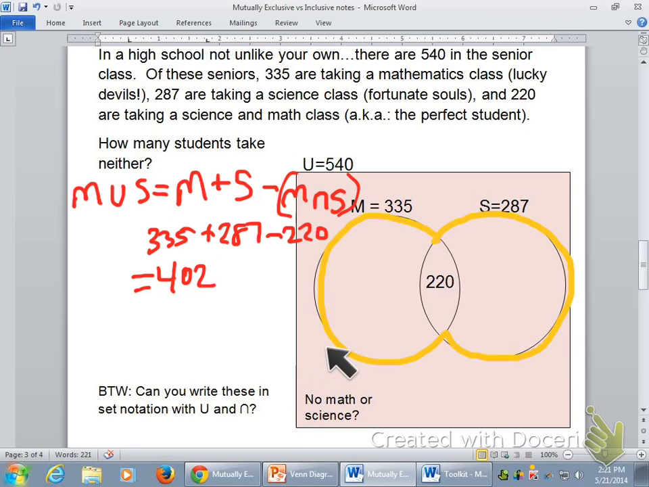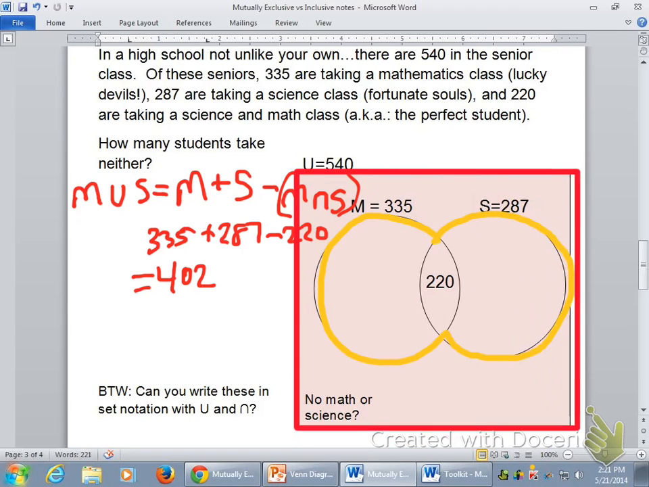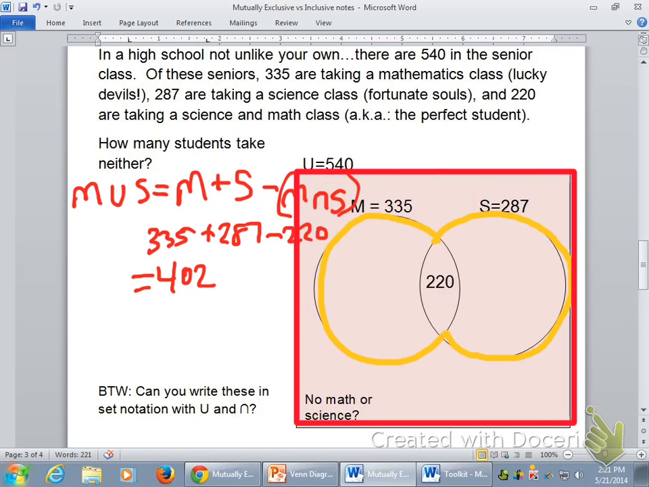All right, that's a good question. That's actually what I wanted to know, right? How many students take neither? If there's 540 in the whole school, remember that big box told us that there's 540 in the whole school right here. And everything inside the yellow is 402, then I could subtract them.